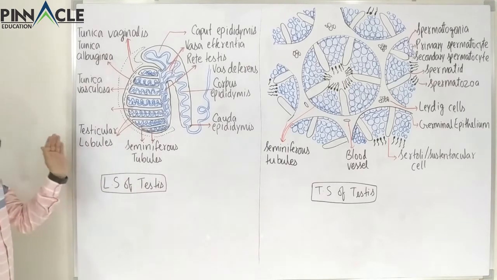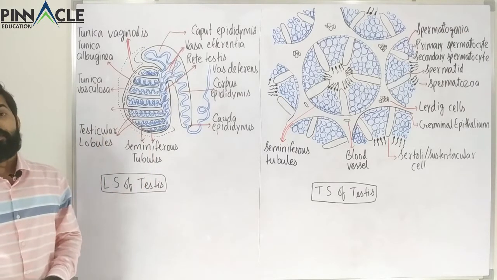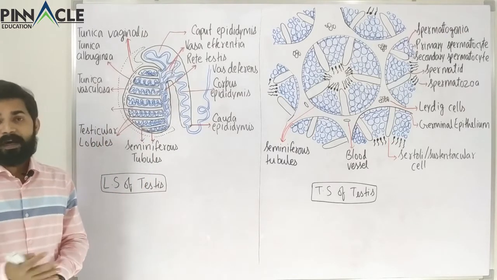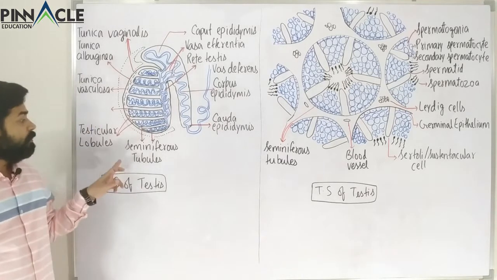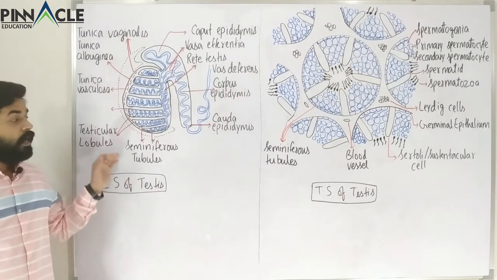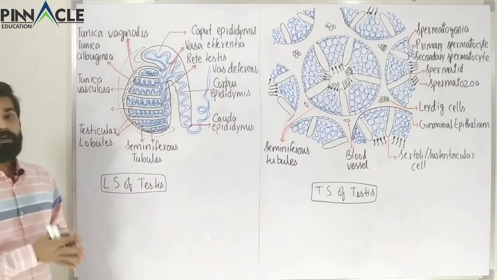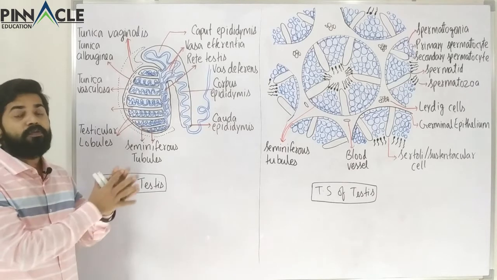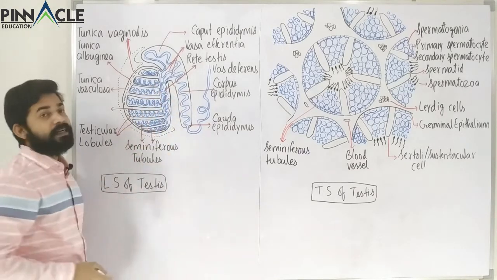Now we come to the other part, if we move ahead of the seminiferous tubule. Sperms or spermatozoa or spermatids, whatever be the stage, are formed in the seminiferous tubules. And after the seminiferous tubule, when the sperms move out of the testis, the part where they reach is called the rete testis.